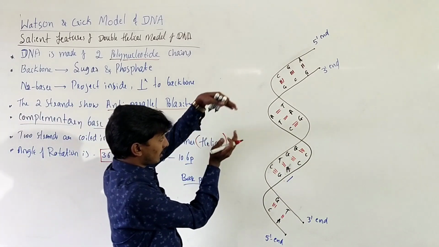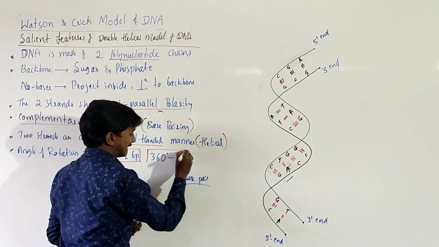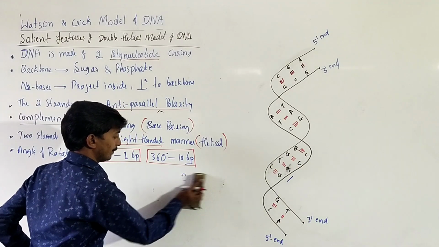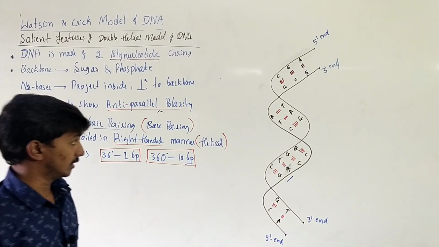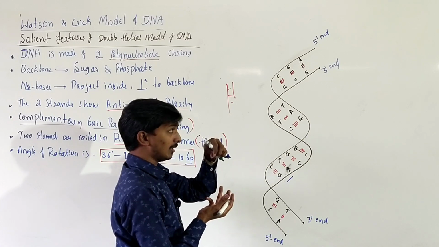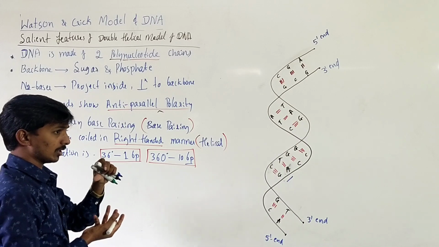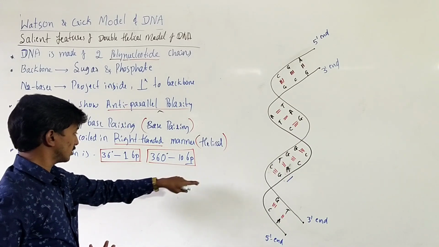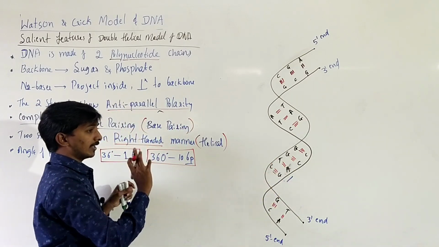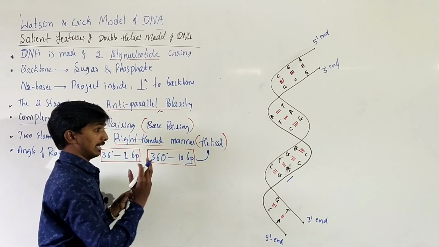But when we take 10 base pairs, the angle of rotation is 360 degrees for 10 base pairs. Okay, means the straight lines keep on coiling in a clockwise or helical pattern. The coiling means it must turn over. In that turning, the angle is 36 degrees for 1 base pair and 360 degrees for 10 base pairs. That will make 1 complete helix.